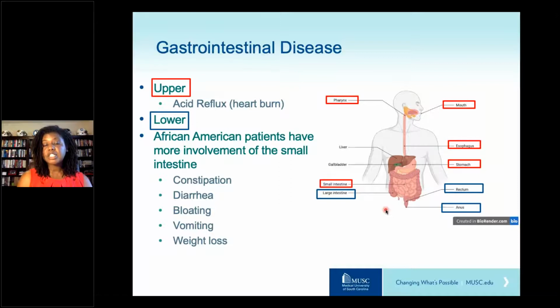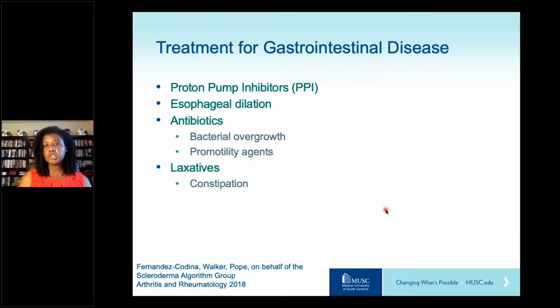The manifestations of that include, but are not limited to, constipation, diarrhea, bloating, vomiting, and weight loss. There are several treatment options for gastrointestinal disease, including using proton pump inhibitors to help with acid reflux. Occasionally, patients may need esophageal dilatation, which means stretching of the esophagus when they have strictures that make it difficult to swallow foods as well as liquids.